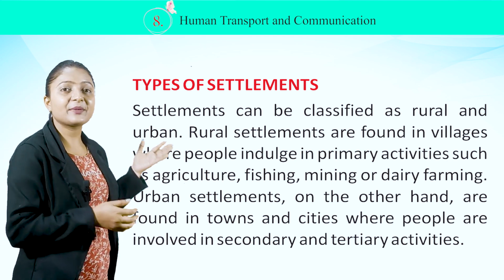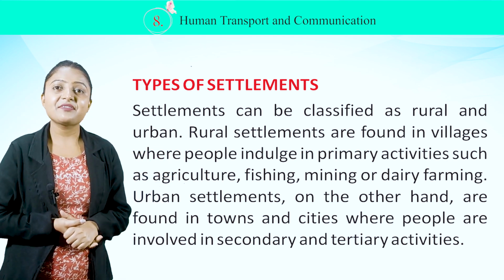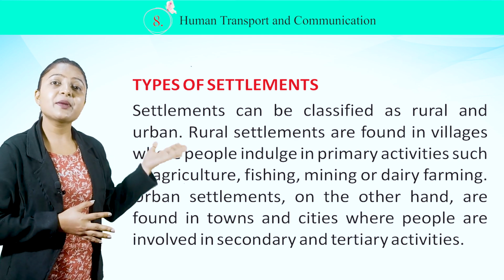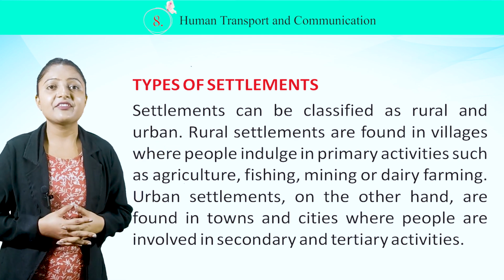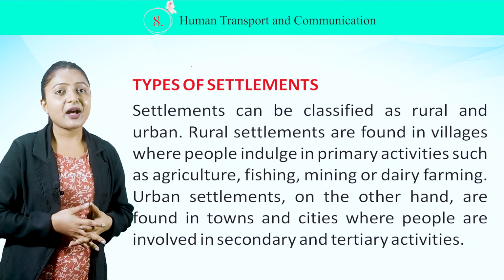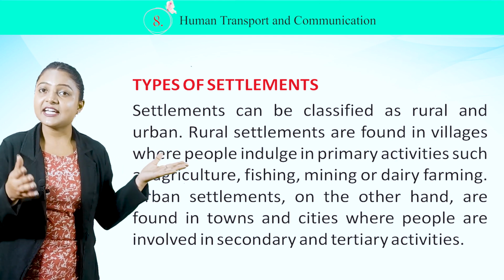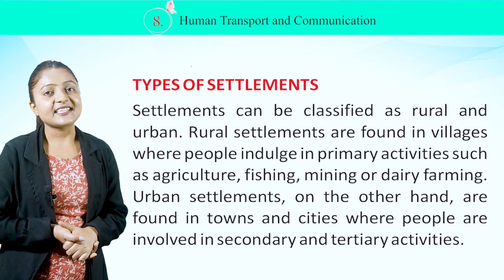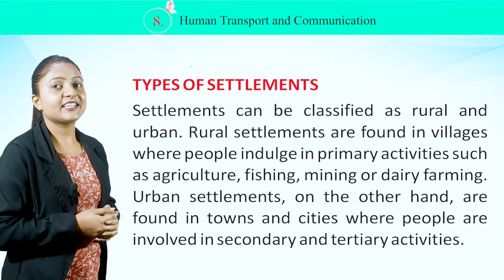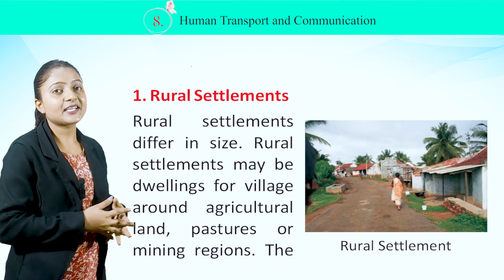Types of settlements. Settlements can be classified as rural and urban. Rural settlements are found in villages where people indulge in primary activities such as agriculture, fishing, mining, or dairy farming. Urban settlements, on the other hand, are found in towns and cities where people are involved in secondary and tertiary activities.